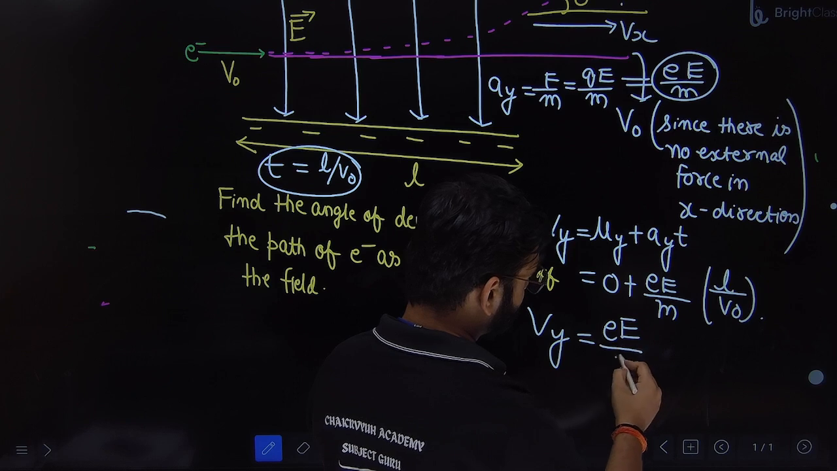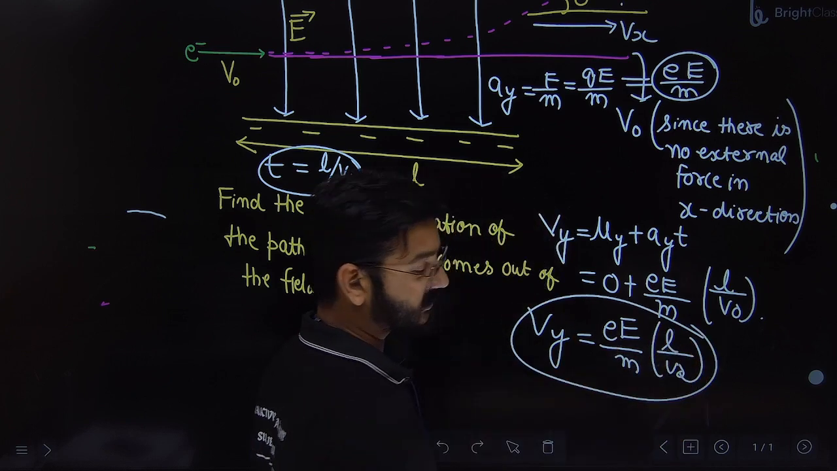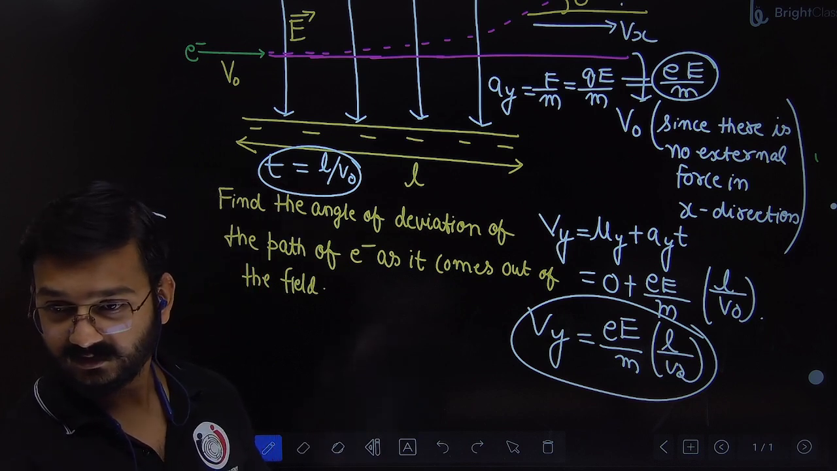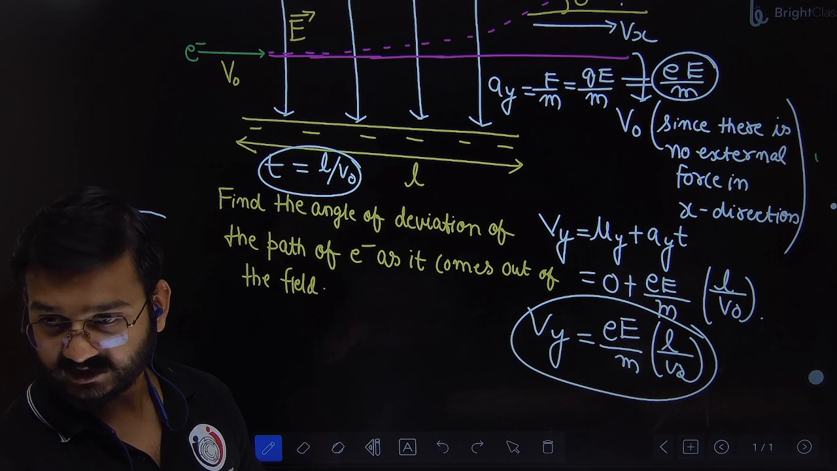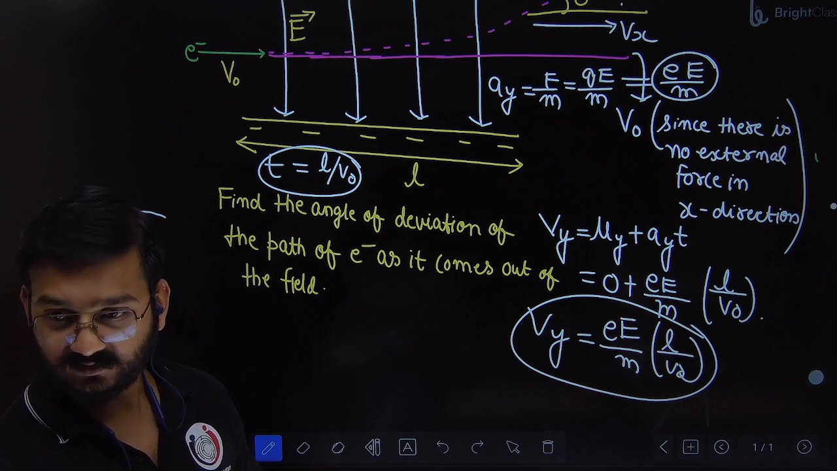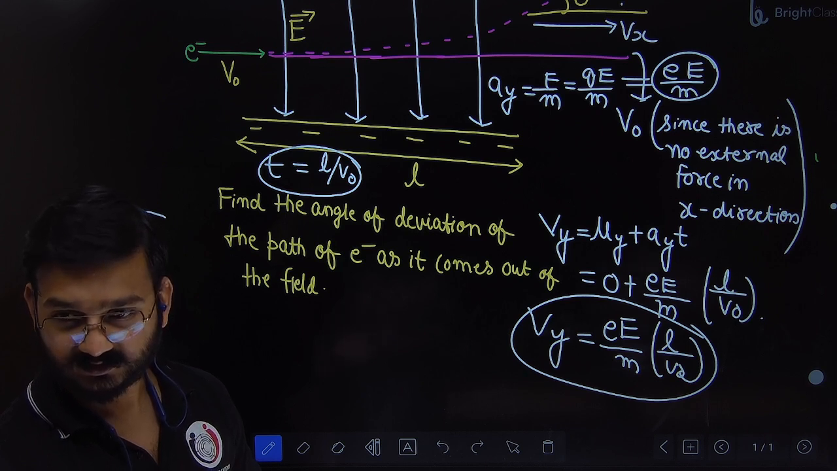so E by M into L by V naught. So this is the velocity in y direction. Any problem? All clear? So we can ask this as a paragraph based question also. Paragraph. First find the acceleration. Find the final velocity in x direction. Find the final velocity in y direction. Then find theta.